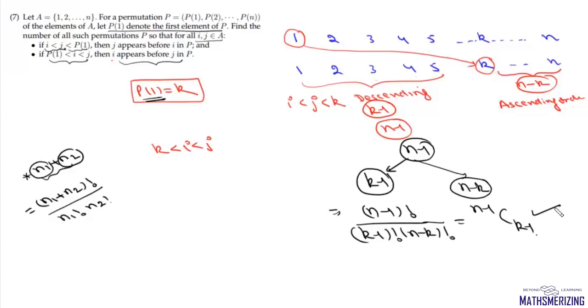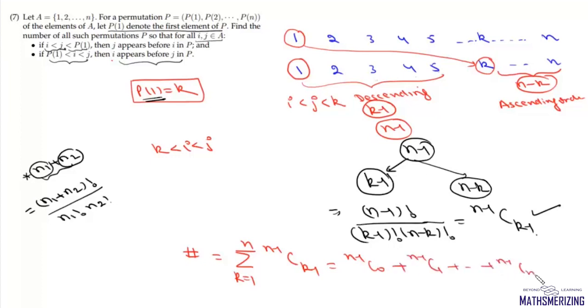Now we need to find the number of all such permutations. So the number of all such permutations is given by this summation of n minus 1 c k minus 1 when the value of k varies from 1 to n. So it will be this series which is n minus 1 c0, n minus 1 c1, up to n minus 1 c n minus 1, which is 2 to the power of n minus 1. So the number of such permutations will be 2 to the power n minus 1.